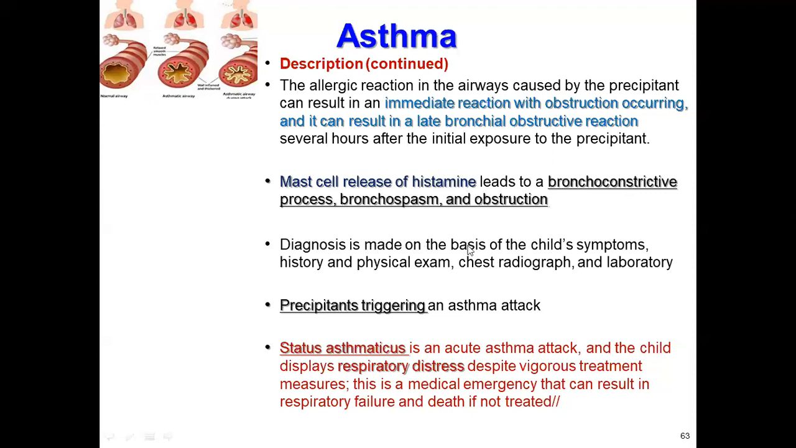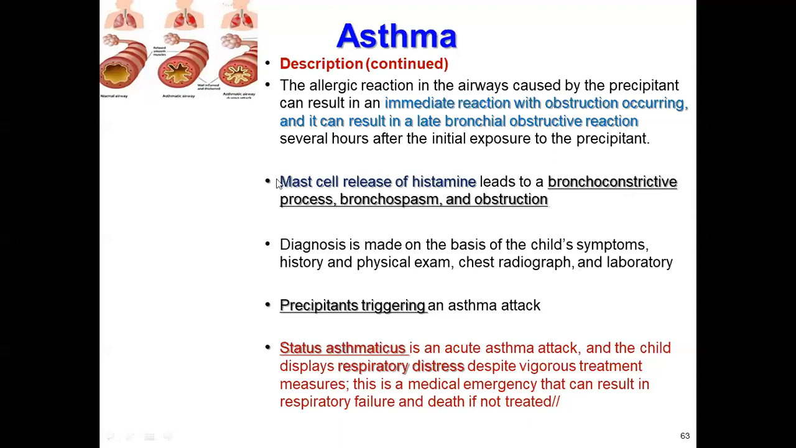Diagnosis is made on the basis of the child's symptoms, history, and physical exam, chest radiography, and laboratory tests. We also do the pulmonary function test. And we should find out the underlying trigger factors, the precipitating triggers of an asthma attack, like allergen, cold, and tobacco smoke.